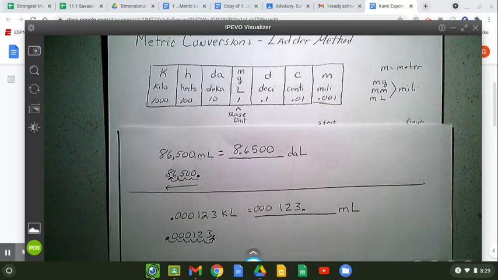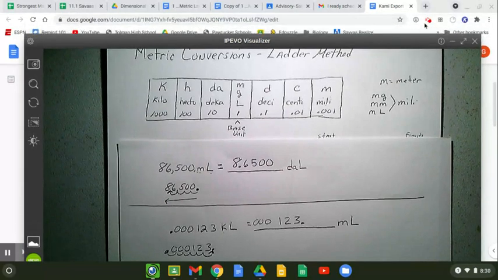So that's 4 examples on how to do dimensional analysis using the metric bar, or the ladder method, to convert from one unit to another. If you have any questions, email me.